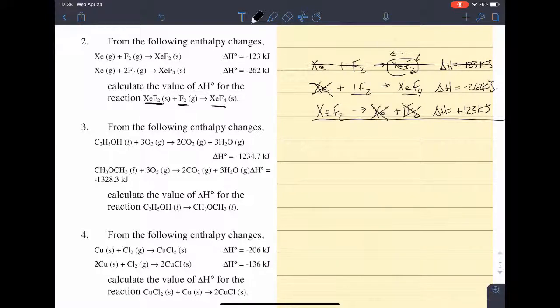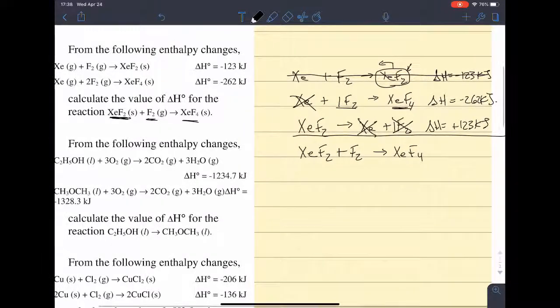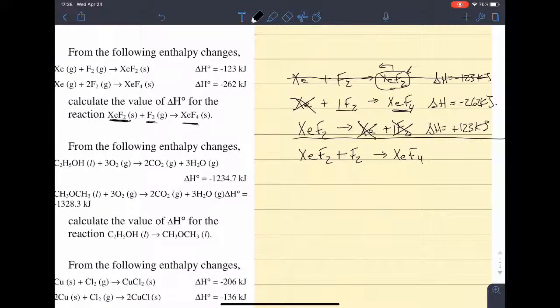That was a little bit confusing. You can come in and see me in class. We can sort that out. So the result is going to be xenon difluoride plus fluorine gas will give xenon tetrafluoride. I'm without a calculator right now, but this will result in an enthalpy change of negative 262 plus 123. You can do that for yourself. I've never been a mental math magician. There we go.